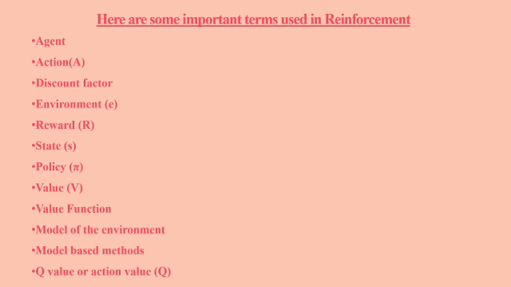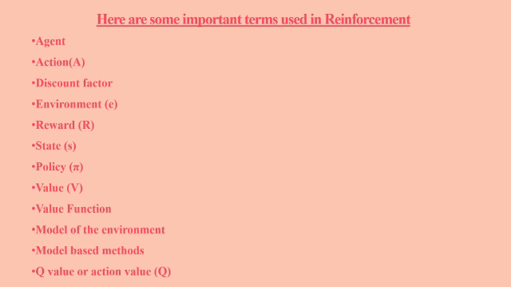Discount factor. The discount factor is multiplied with the future rewards as discovered by the agent to reduce the effect of the agent's choice of action. Environment. A scenario that an agent has to face. Reward. An immediate return given to an agent when he or she performs specific action or task.